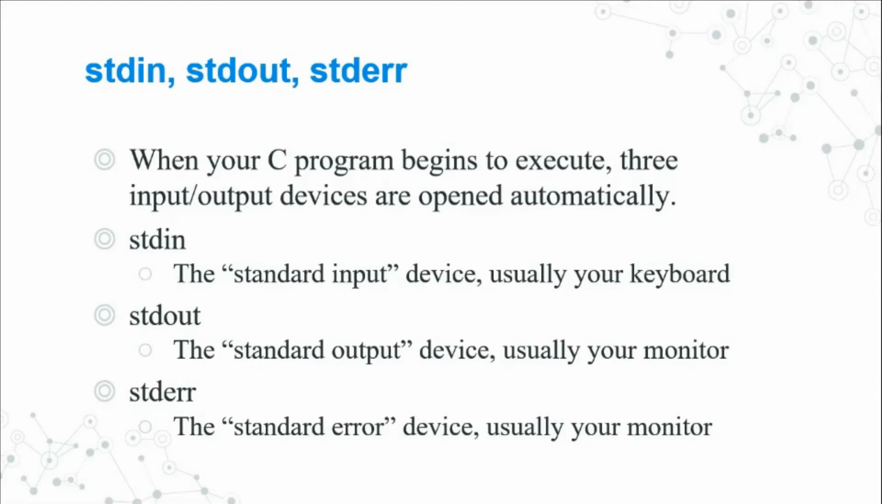Then stderr is the standard error device. Again, it is usually your monitor, because most of the errors that happen inside a C program are displayed on the monitor itself. So there is standard in, standard out, and standard error. These are the three devices which are opened automatically when a C program starts executing: stdin, stdout, and stderr.